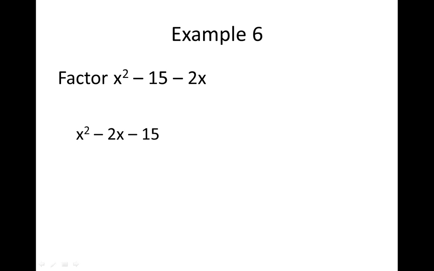So to do this, we do the same way, right? That's sort of our first step. Now we look at factors of negative 15 that sum to a negative 2. Let's see, 5 and 3. And so if the 5 is negative and 3 is positive, I'll get x minus 5, x plus 3.